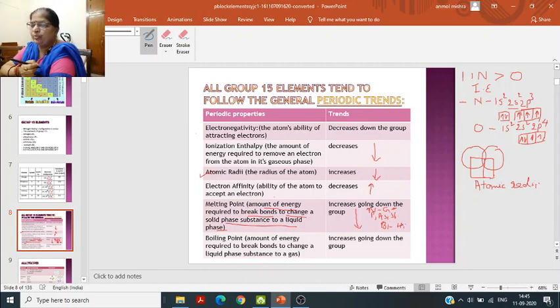Last is boiling point. Boiling point is the temperature required to change the liquid phase into gaseous phase. It also increases down the group.